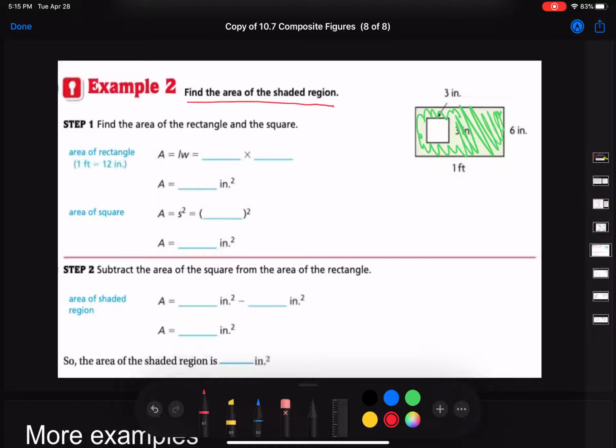Now, they try to kind of trick you a little bit here, because as you're going through, let me erase this. Okay.